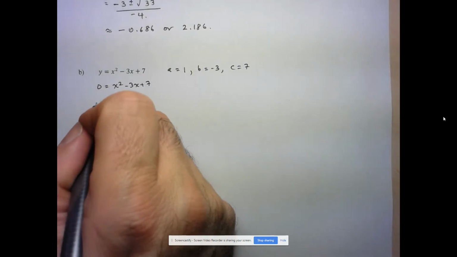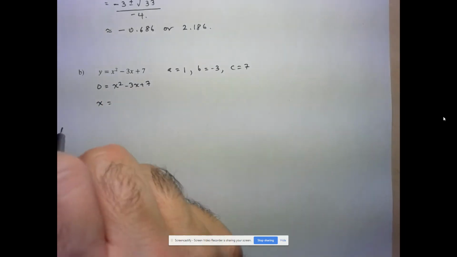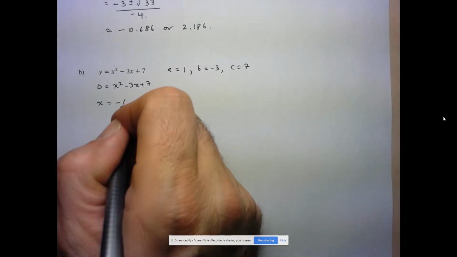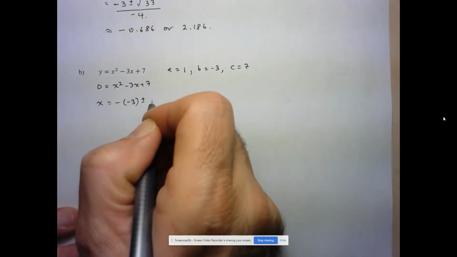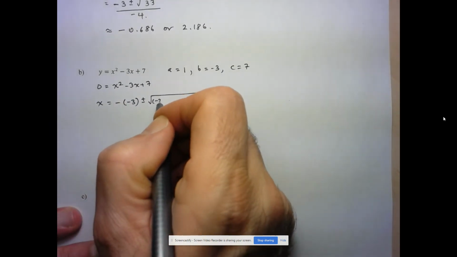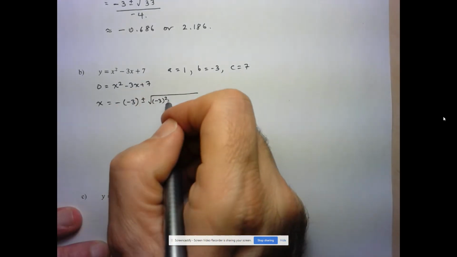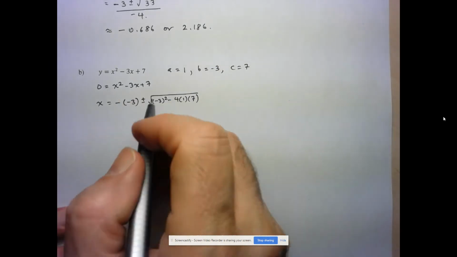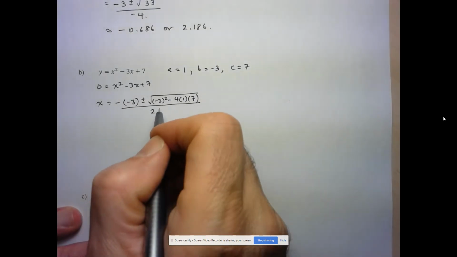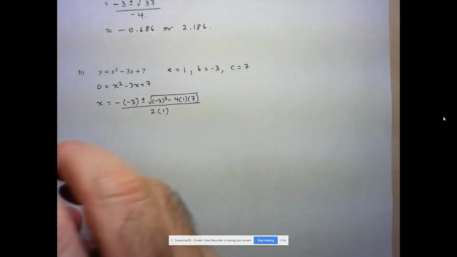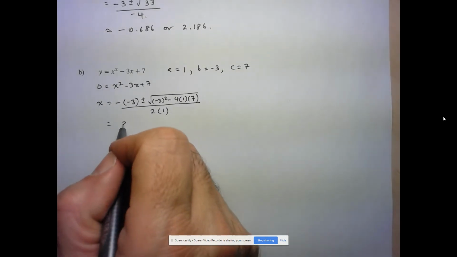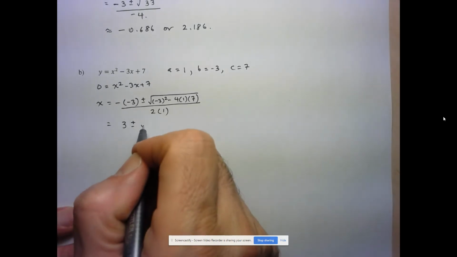All right, and so now this equation, the formula gives me the solutions automatically. So negative b, so negative of negative 3, plus or minus the square root of negative 3 squared, b squared, minus 4 times a, which is 1, times c, which is 7, all over 2 times a, and a is equal to 1. Okay, so let's clean this up before we put in our calculator. So this is going to end up being positive 3, plus or minus.